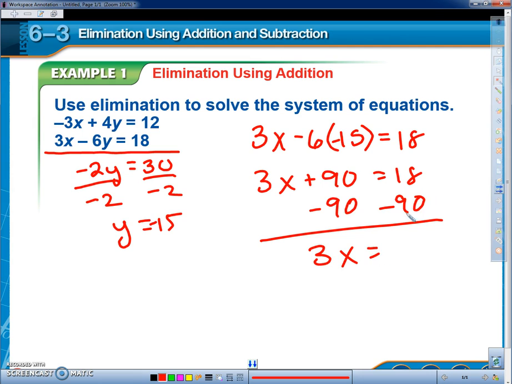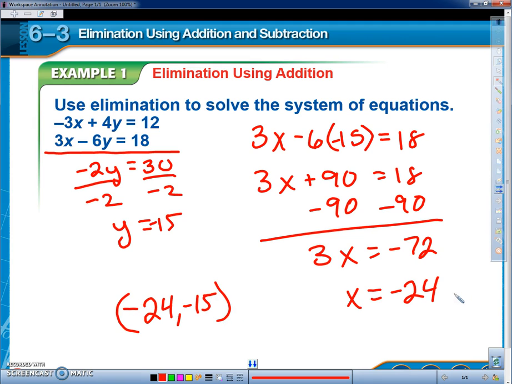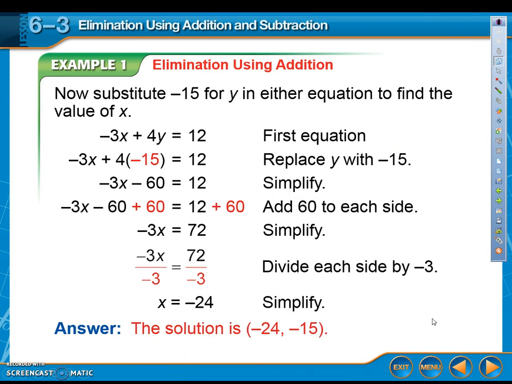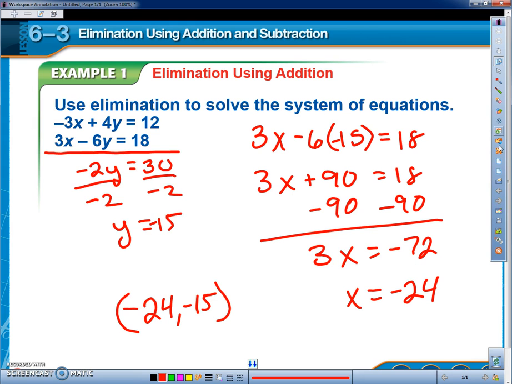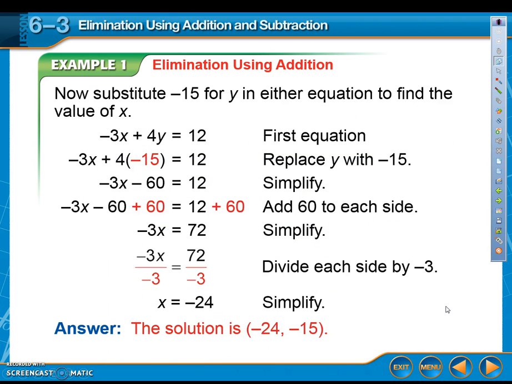3x equals negative 90 and positive 18 would be negative 72. And now x equals negative 24. And now it looks like I got the right one. Negative 24, negative 15. All right. Hopefully that's right now. Let's see. Hey, all right. Negative 24, negative 15. Did I put them in the right order? Good. I'm glad to know I finally can work a problem.